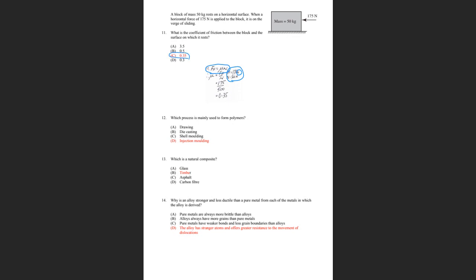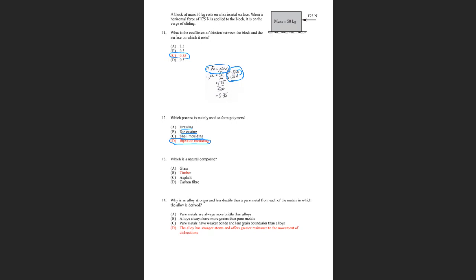Which process is mainly used to form polymers, which is question 12. Drawing is not mainly used for polymers. Die casting can be used for metals, mainly used for metals. And shell molding is used mainly on metals, and injection molding can be used on metals and polymers, but it is mainly used on polymers. So D is the correct answer.